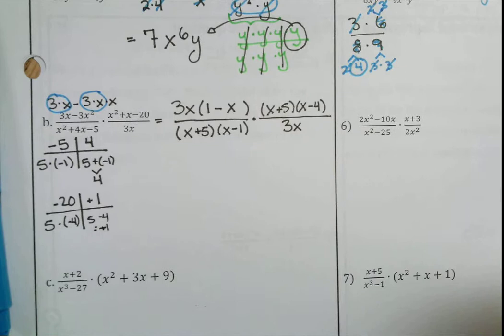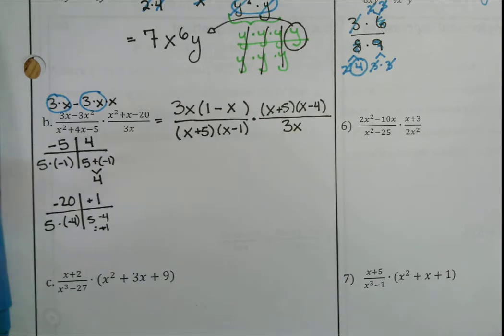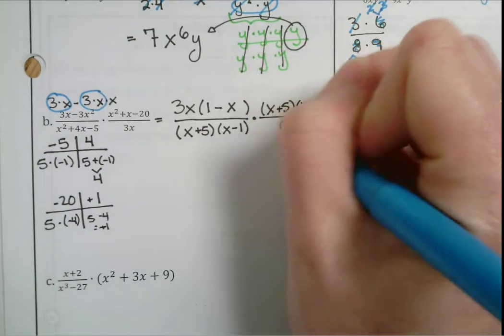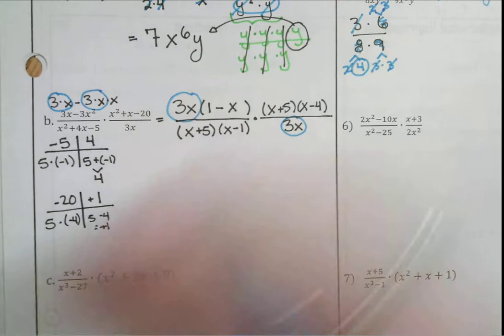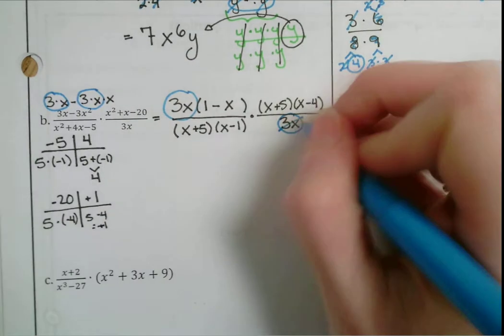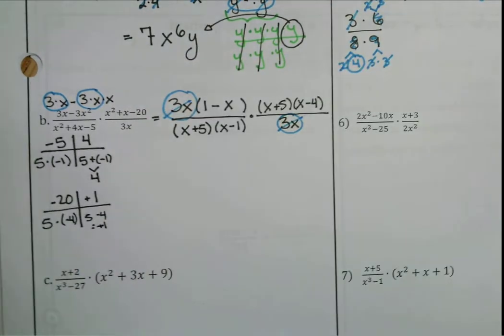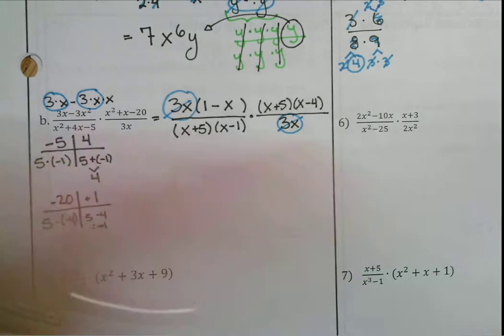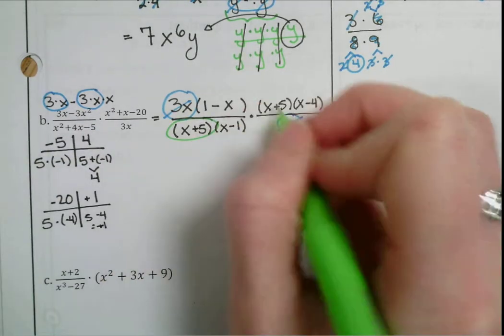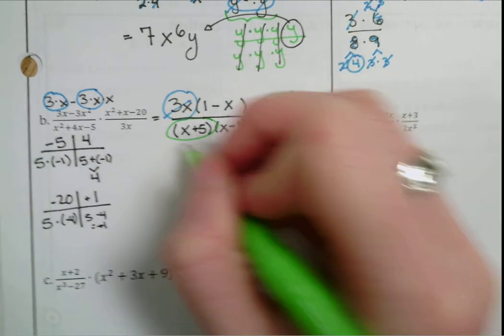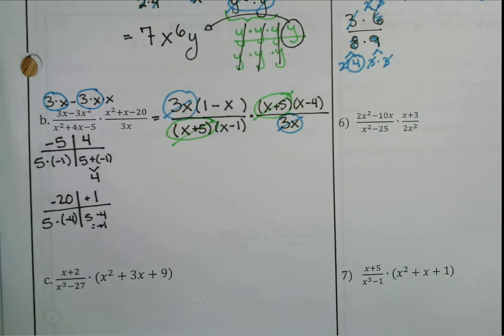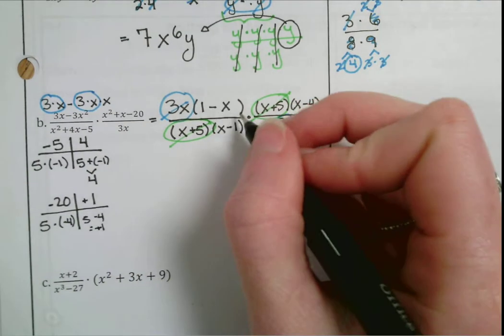So now here, okay, we see a 3x, we see a 3x. Those can cancel. Next, I see these x plus 5s. X plus 5, x plus 5. These can cancel. So I'm going to call it good there and rewrite it here. Some of you might be saying, hey, but what about this 1 minus x and x minus 1? We're going to work with that next.